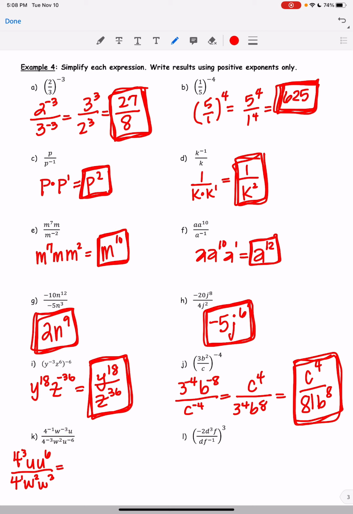So now these have the same bases. I'm going to subtract their exponents, use the quotient rule. So I have 4 squared. Here we're using the product rule. So 1 plus 6 gives me u to the 7th, all over, add these up, product rule. So 2 plus 3 gives me w to the 5th. And the only other thing I can do here is simplify 4 squared to get 16. So my final answer is 16 u to the 7th, w to the 5th.